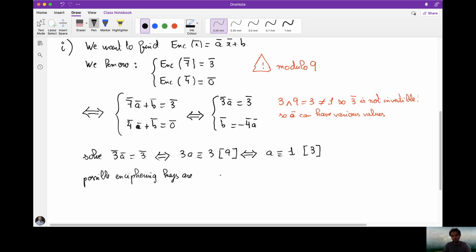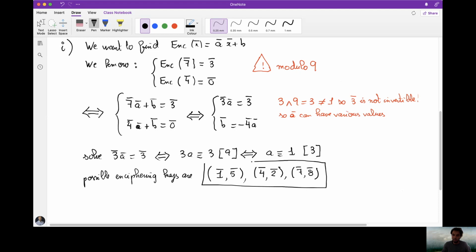Keys are 1 for a, and therefore b is minus 4a, so minus 4 is the same as 5 modulo 9. Second is 4 for a, and then it becomes minus 16 for b, and minus 16 is the same as 2. And the third one is 7, and 7 times 4 is minus 28, and minus 28 is minus 1, and therefore 8. So these are the 3 possible enciphering keys that we can have, okay?